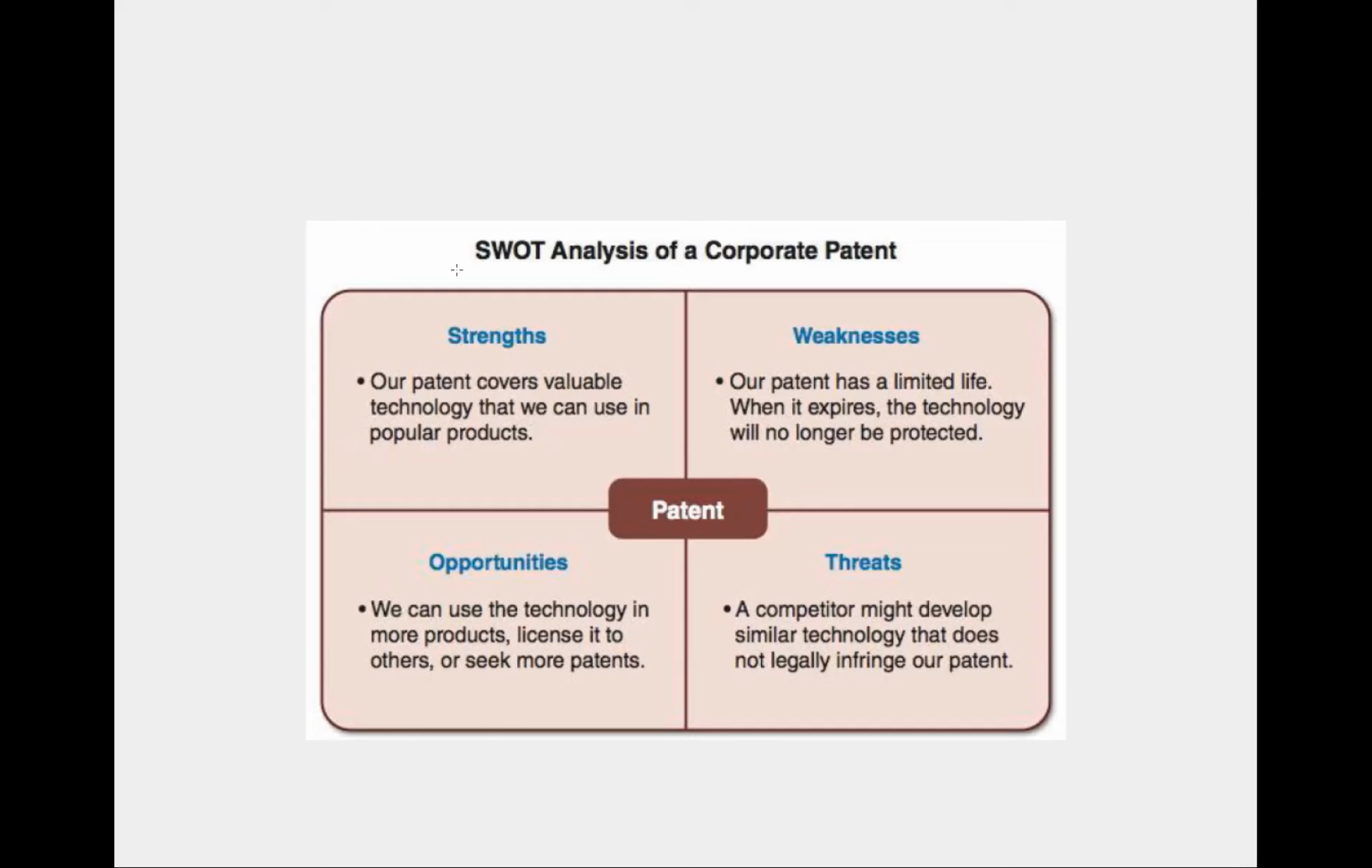So the usage of this patent is huge, according to their strengths. Weakness: our patent has a limited time. Any patent has a time period. Once it expires, anyone could use the same technology, right? So you will lose your advantage. Then opportunities: we can use the technology in more products, license it to others, seek more patents. So there are a lot of opportunities when you are putting up a patent. That's listed under opportunities.